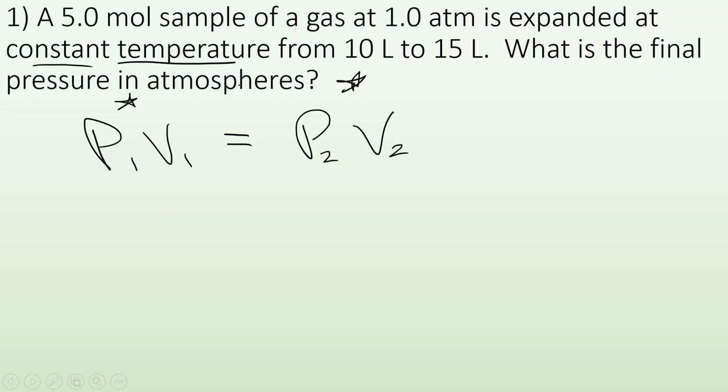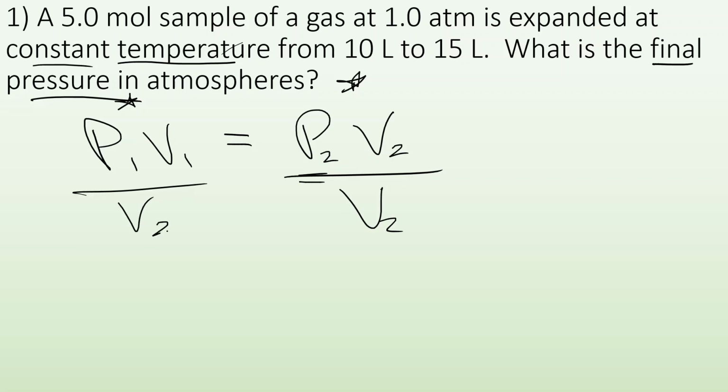So now I go, hey, what is it asking for? Well, it's asking for the final pressure. So I'm trying to get P2. So I divide each side by V2. So I get P2 by itself. Here, the V2 cancels out. Boom. I now have my equation set up to solve for P2.